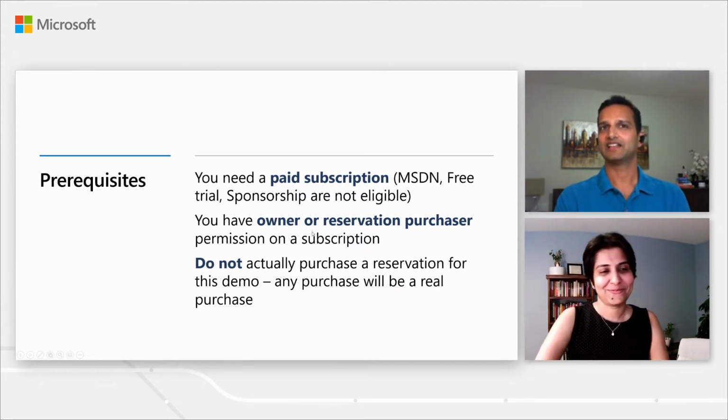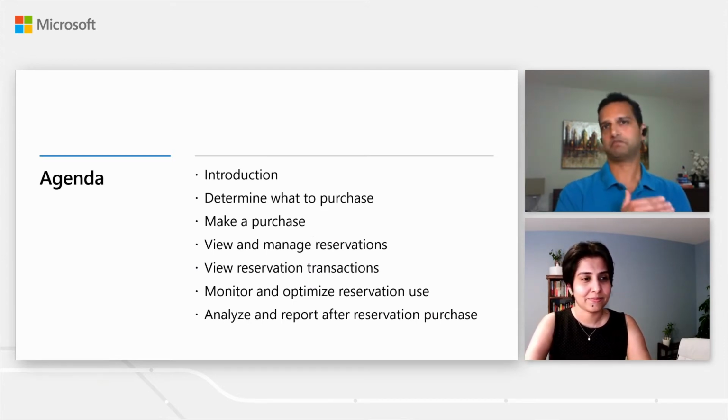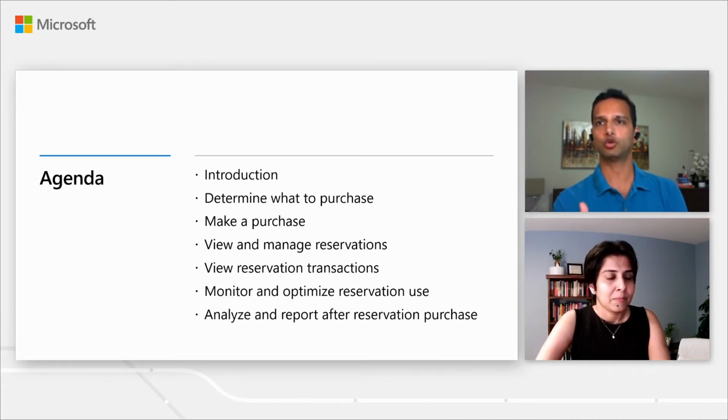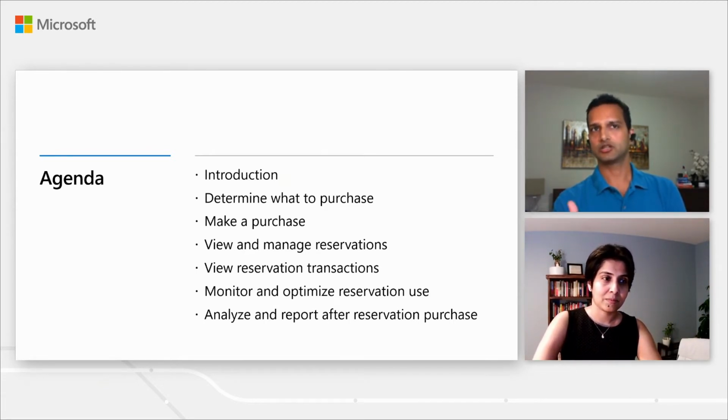Yes. Let's go to the next one, which is agenda. So what do we want to cover? We just want to go through end to end, really, what to help you with the reservation experience. Before you purchase, how do you figure out what reservations to purchase? We will go through how to purchase. And then after you purchase, how do you manage a reservation? How do you optimize a reservation? And then how do you see the costs in cost management? That's the agenda. So it goes from what to purchase all the way to seeing your cost, including showback, chargeback type of costs in cost management.